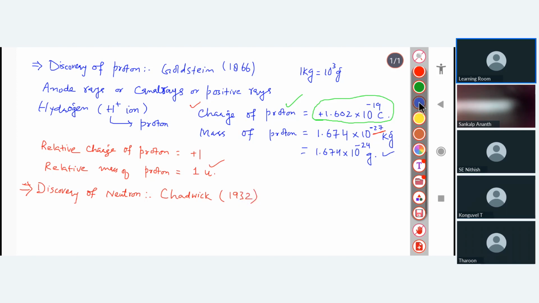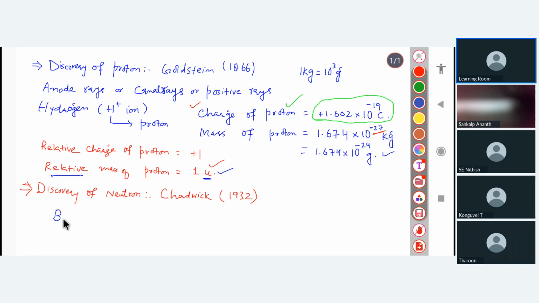If you can just remember the equation, I will write it here, what he actually did. U is the unit. It is 1 unit. It is not any particular unit, it is a relative unit. It is not the actual unit, simply unit. Now tell me, how did he discover the neutron?